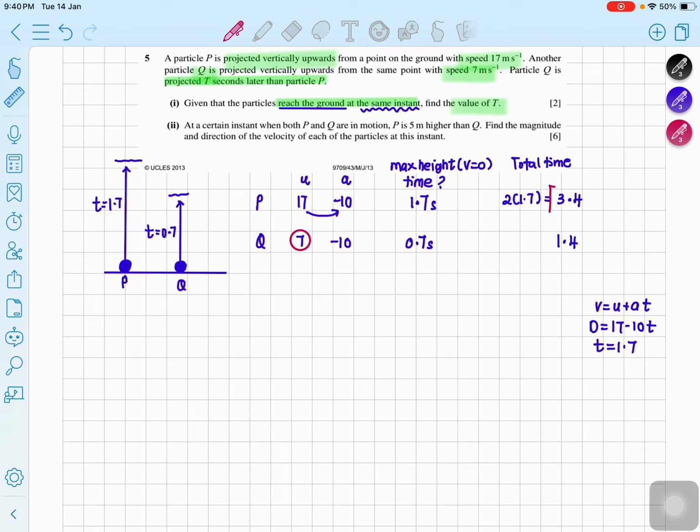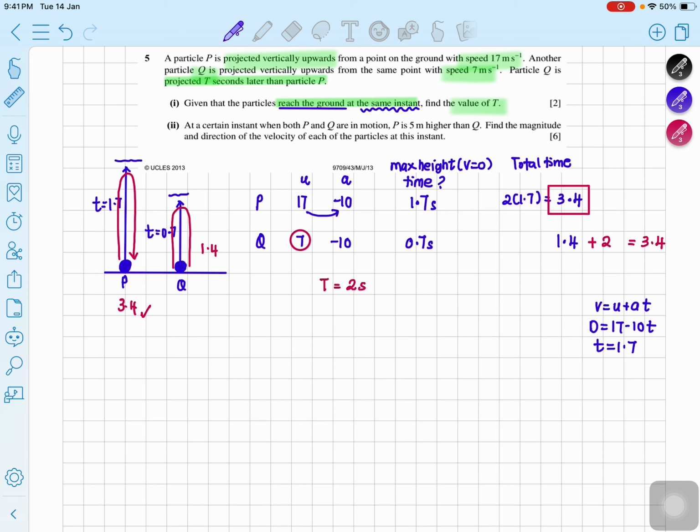I know that I am getting 3.4 seconds for my P. So it goes up and then comes down, and the total time taken is 3.4. Whereas this whole journey is only 1.4. But they must hit the ground exactly at the same time. So this is the longer time. So what will you do? You will add 2 to this so that it is equivalent to 3.4 seconds as per particle P. So can you guess what is the value of t now? So t is equal to 2 seconds.